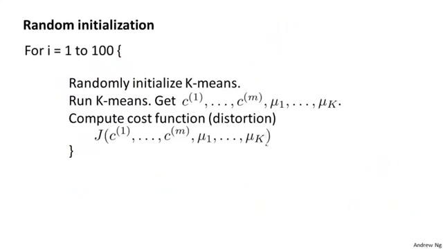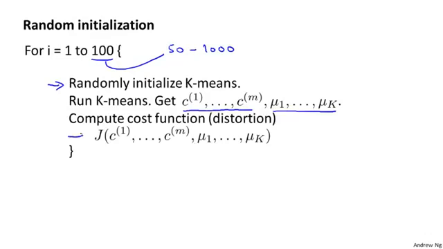Concretely, here's how you could go about doing that. Let's say I decide to run k-means 100 times. So I'm going to execute this loop 100 times. And a fairly typical number of times to run k-means would be something from 50 up to maybe 1,000. But let's say you decide to run k-means 100 times. So what that means is we would randomly initialize k-means, and for each of these 100 random initializations, we would run k-means, and that would give us a set of clusterings and a set of cluster centroids.